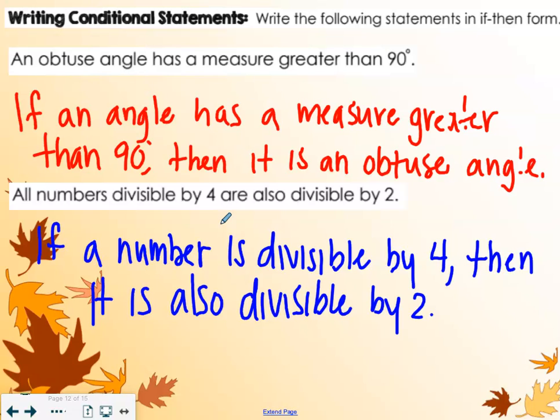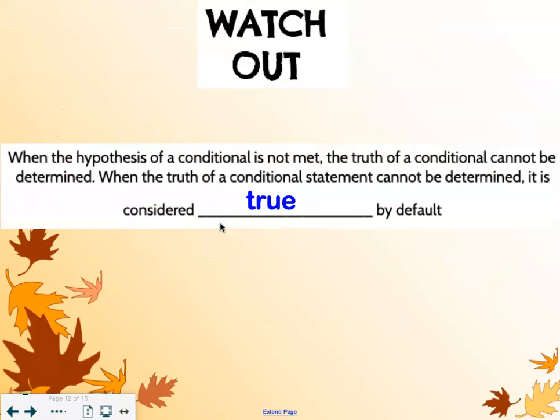Okay, and then the last part of your homework in our notes, you're going to be given a conditional, and you have to decide if it's true or false. The only thing we have to watch out for is when you are given a hypothesis, the first part of your conditional, that is false. If it's false, by default, the whole statement is true.